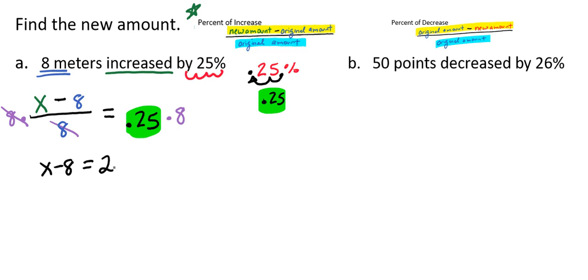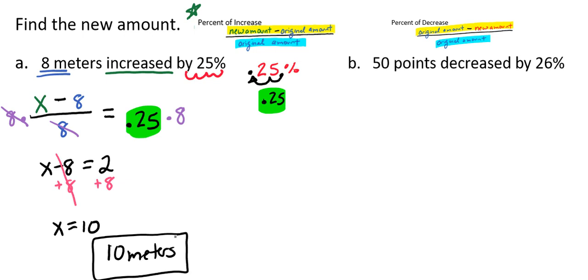Then, to continue to get the x by itself, we are going to add 8 to both sides because that's the inverse operation of subtraction. So those will cancel out, leaving us with x equals 10. So it's going to be increasing from 8 meters to 10 meters. So our new amount is 10 meters. Let's take a look at our other example.